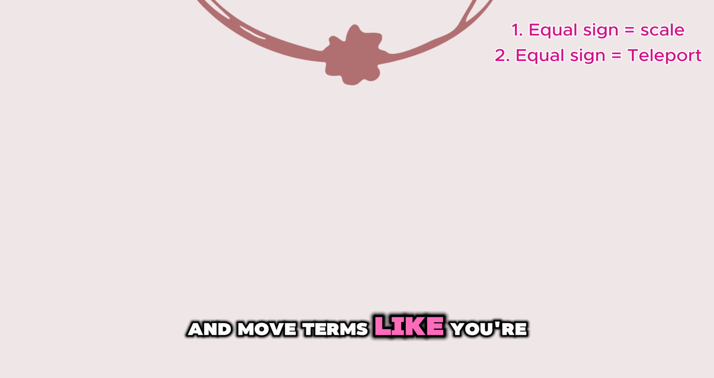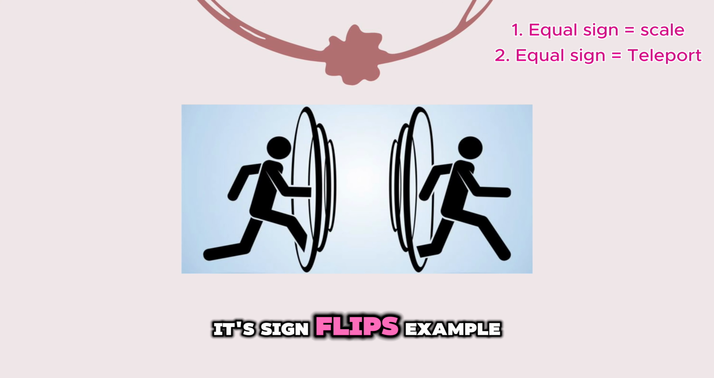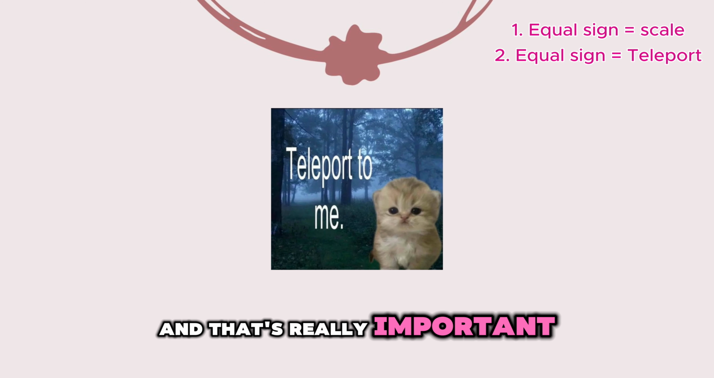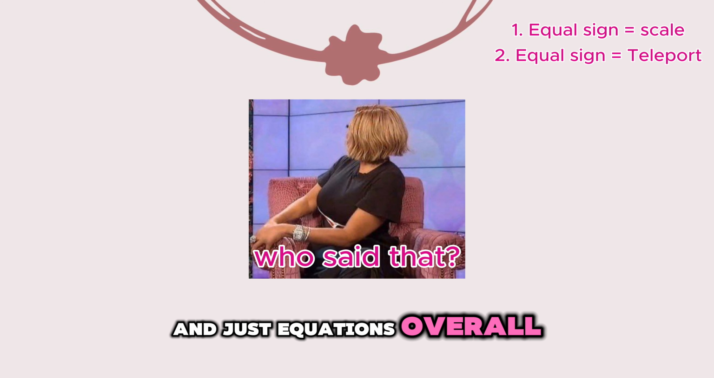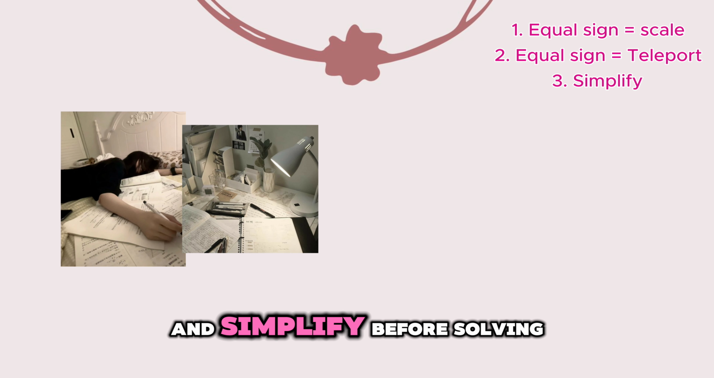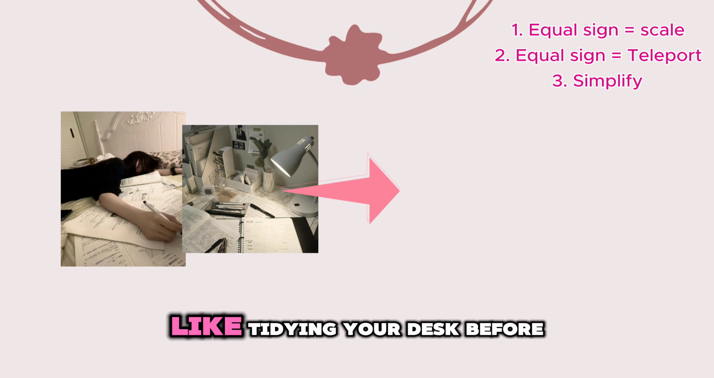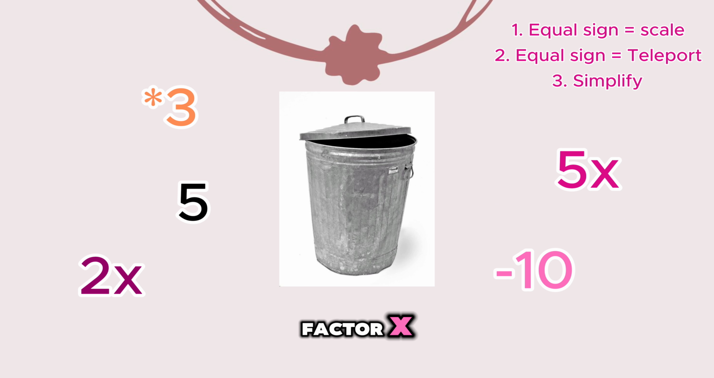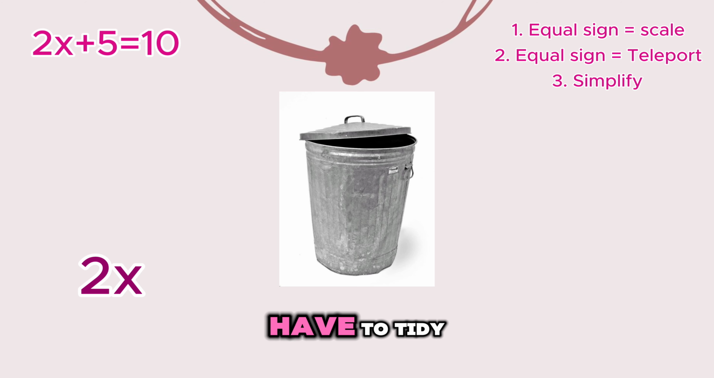And move terms like you're teleporting them. When something crosses the equal sign, its sign flips. Example, +5 becomes -5. And that's really important to remember when you're solving linear equations and equations overall. And simplify before solving. Clean up both sides, like tidying your desk before studying. Take out numbers without the factor x. For example, 2x plus 5 equals 10. Here it's both 5 and 10. That is the mess you have to tidy.